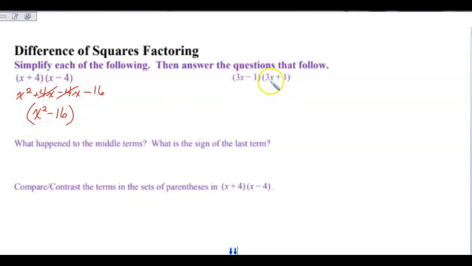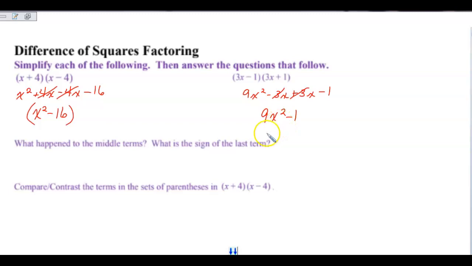Ones like this, I have 9x squared minus 3x plus 3x minus 1. Again, these canceled out, and I get 9x squared minus 1. So because those middle terms canceled out, that means that these are what we call difference of squares. We called it difference of squares because the last term is a negative, which becomes a subtraction. And again, a negative that becomes a subtraction.